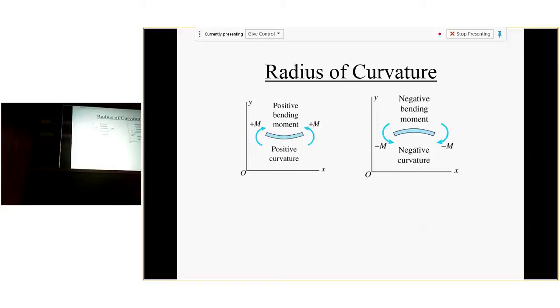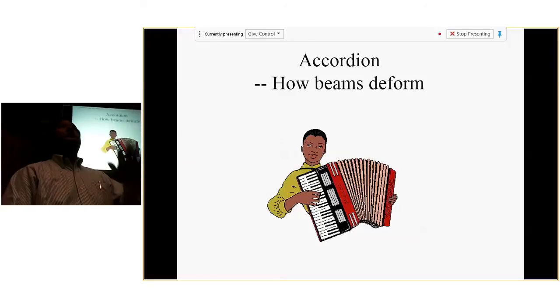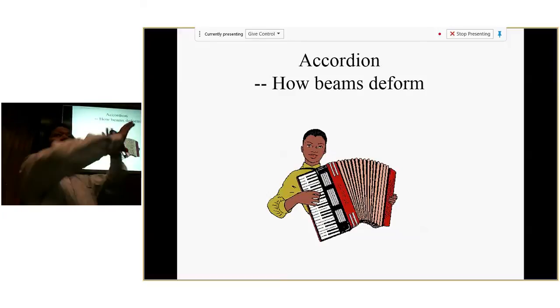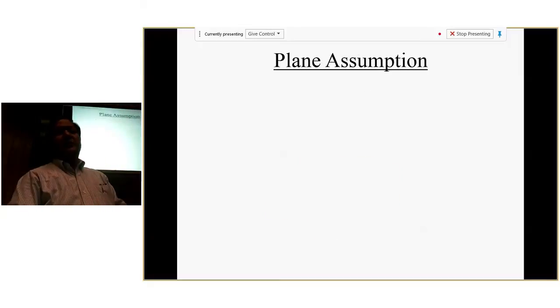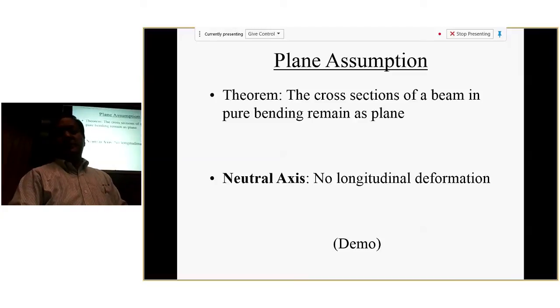So that's how we define positive and negative. Okay, so now let's go look at this. If you have a beam, imagine this is a beam, part of a very long beam. Now you just look at a portion of it. We need to find out how it deforms. Here is a verbal definition of what a plane assumption is. You can read the textbook, so I'll just skip this one.